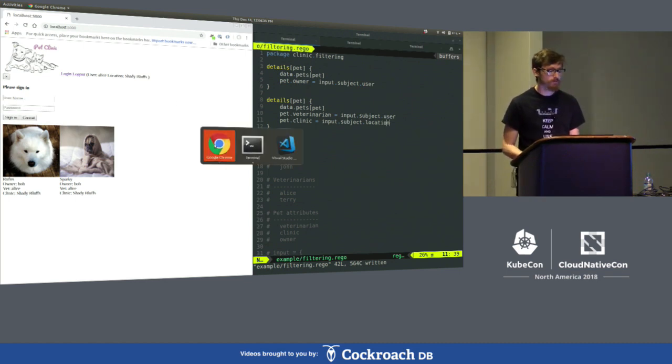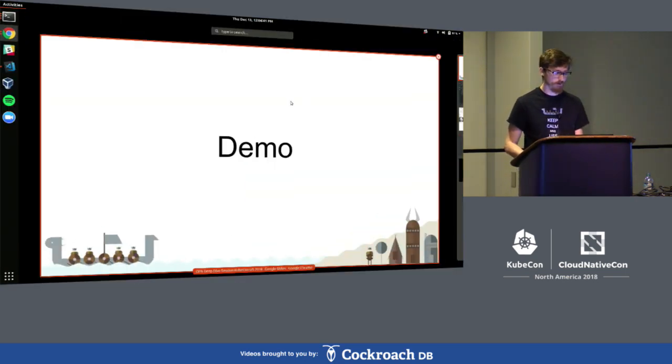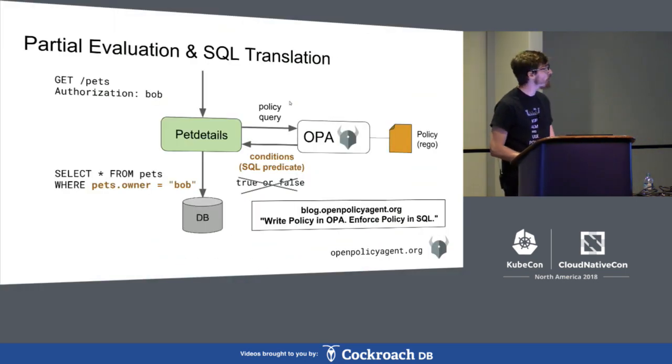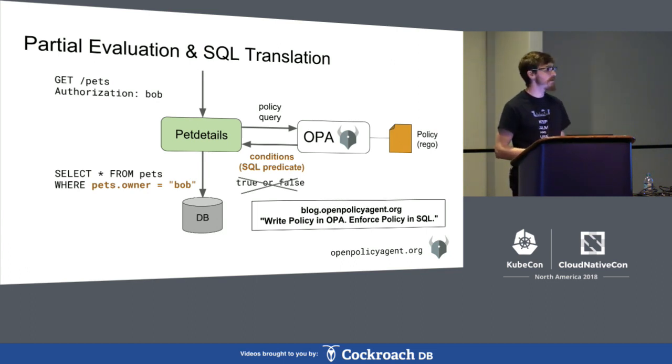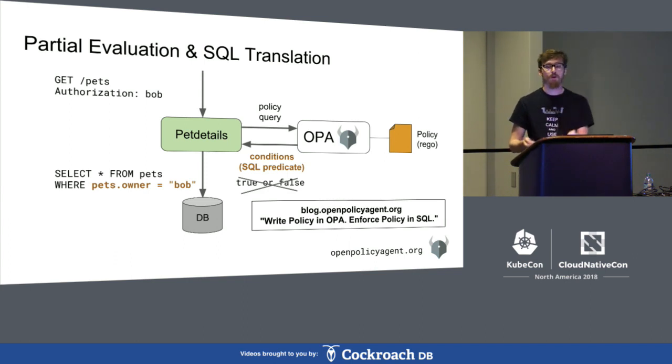Okay, so that's data filtering with OPA. The way this works is slightly different from the other examples that I showed. So when the pet detail service receives the incoming API request, it still queries OPA. It still supplies a bunch of attributes. But now instead of replying with just simply true or false, what OPA does is it evaluates the policy with certain unknowns taken into account. So for example, the pets data would be treated as unknown. And then any conditions that depend on those unknowns get returned back to the pet details service so that they can be applied to the request processing later in the chain.